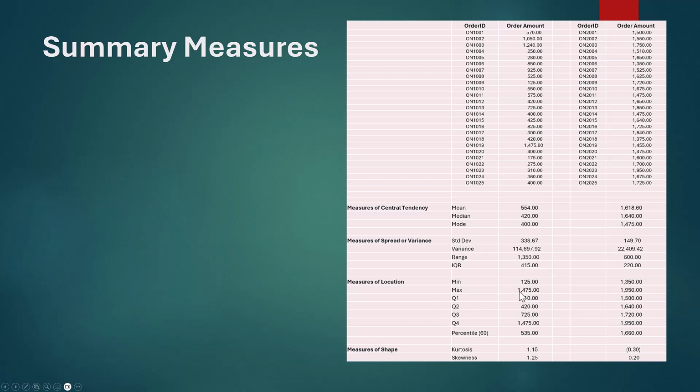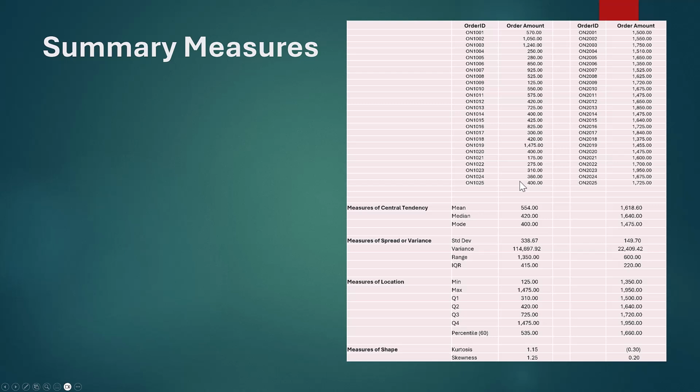Measures of location: min, max, Q1, Q2, Q3, Q4, and percentile. Here we picked the 60th percentile. And kurtosis and skewness. So just by looking at these summary measures, and without looking at the data at all, as an analytics professional, you should be able to tell a story about this data.